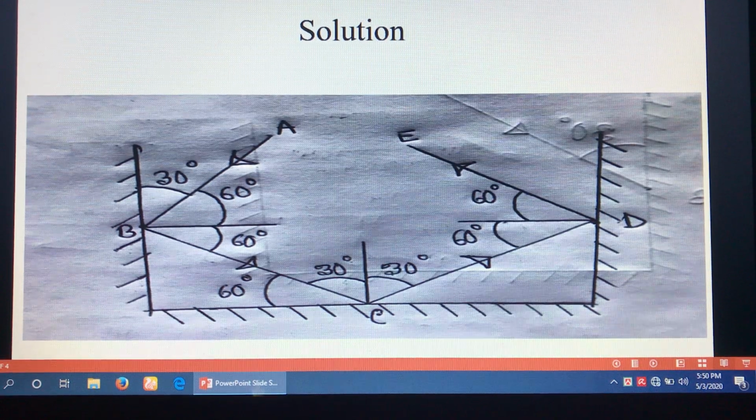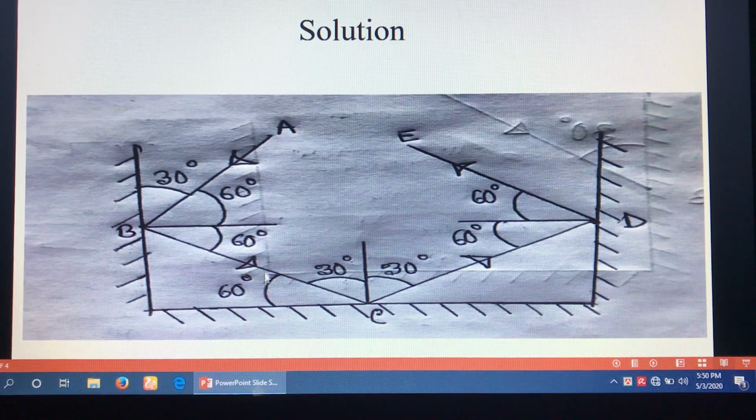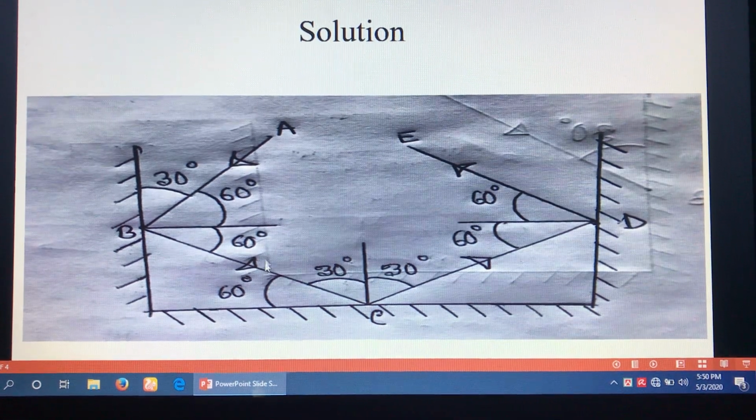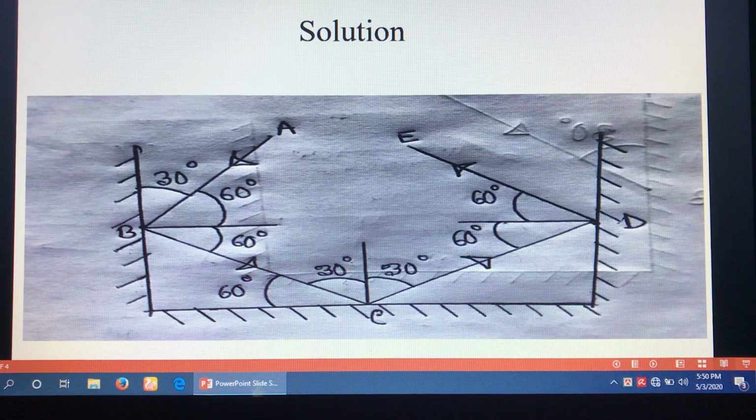This reflected ray falls on the second mirror. This is the second mirror. This is the incident ray for the second mirror, and this is the reflected ray for the first mirror. It is the same ray: the reflected ray for the first mirror is the incident ray for the second mirror.